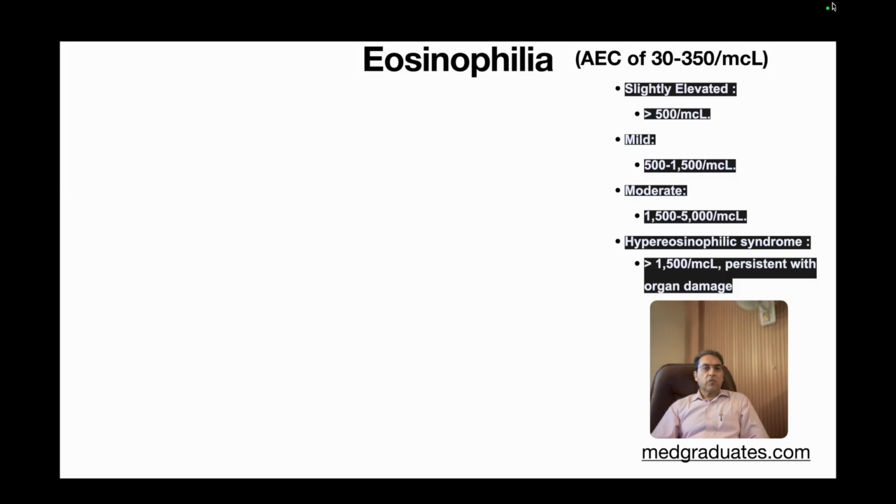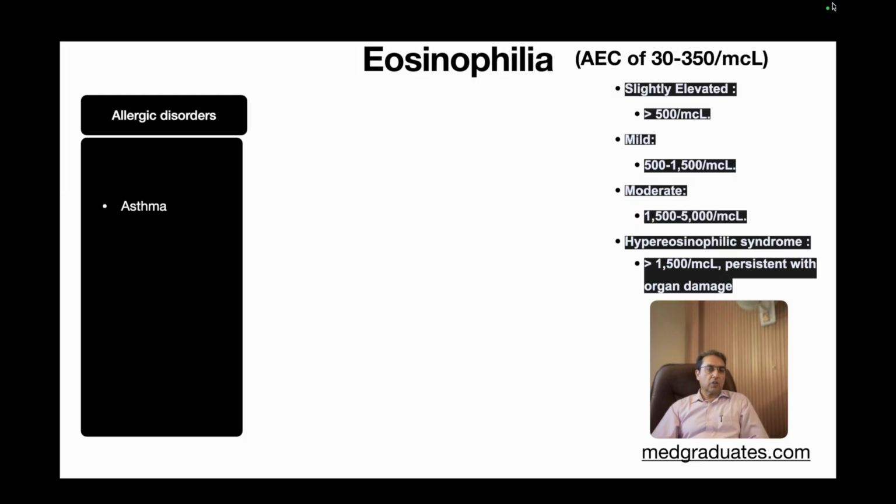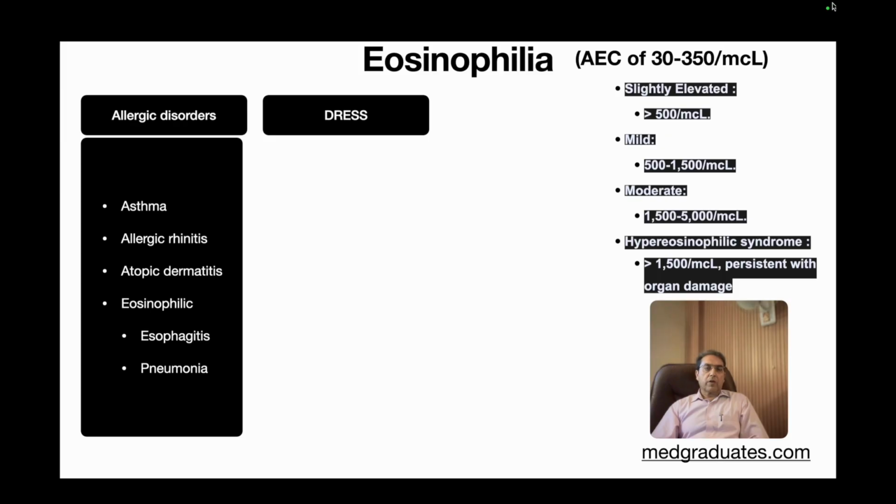When you see eosinophilia, look for the presence of an allergic disorder because they are high in allergic disorders like asthma, allergic rhinitis, atopic dermatitis, eosinophilic esophagitis, or eosinophilic pneumonia. And then there is a condition called DRESS, that is drug reaction with eosinophilia and systemic symptoms.